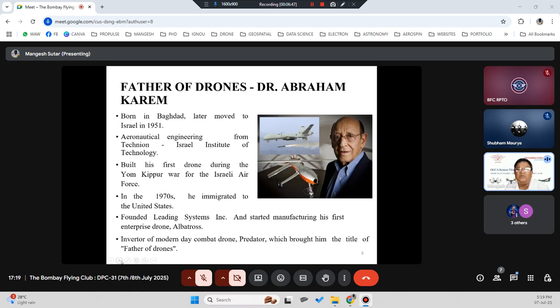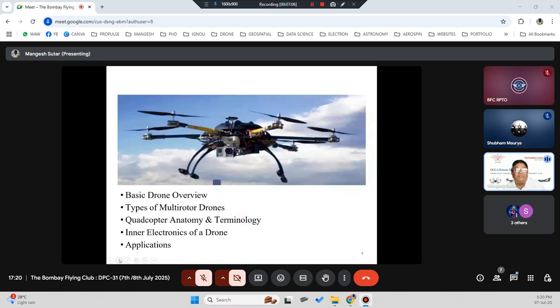So making a drone is not difficult. It's all how you want to use it, but more stability will come only when you have control over the motions of the propellers and make it more stable. Okay, so testing, configuring and fine tuning is what is important when you make a stable drone. So what is the basic drone overview? Types of multi-rotor drones, quadcopter, anatomy and terminology, inner electronics of a drone, and applications.